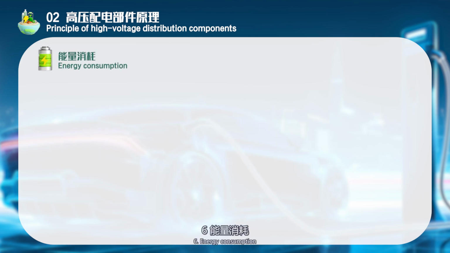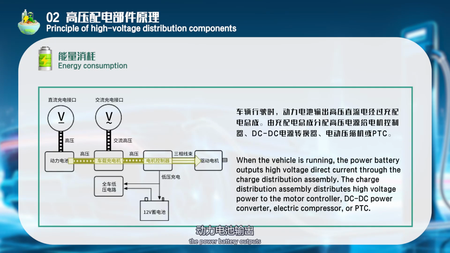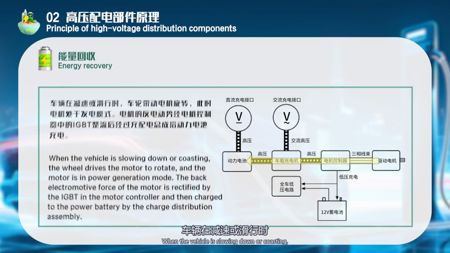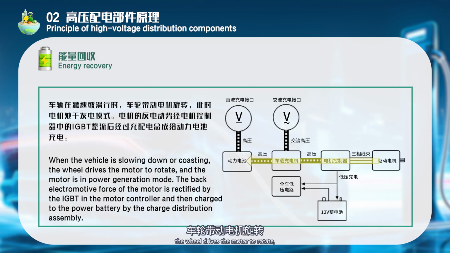6. Energy consumption. When the vehicle is running, the power battery outputs high-voltage direct current through the charge distribution assembly. The charge distribution assembly distributes high-voltage power to the motor controller, DC-DC power converter, electric compressor, or PTC. 7. Energy recovery. When the vehicle is slowing down or coasting, the wheel drives the motor to rotate, and the motor is in power generation mode. The back electromotive force of the motor is rectified by the IGBT in the motor controller and then charged to the power battery by the charge distribution assembly.